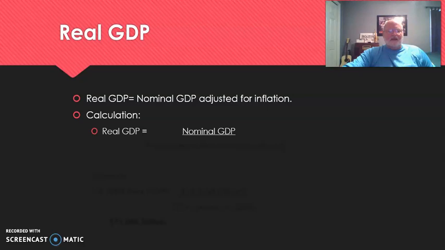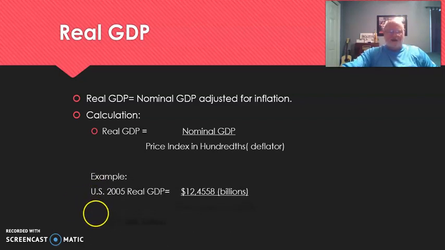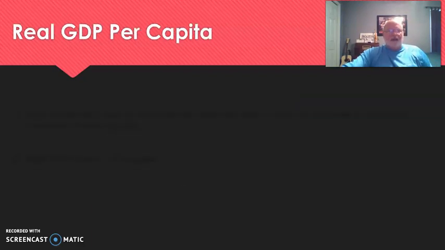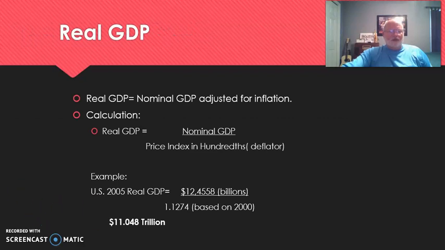Okay, how do you calculate this? Real GDP equals nominal GDP divided by the price index in hundredths, which is the deflator. And I'm going to explain this tomorrow. For right now, just copy down the formula. And here's an example right here. So you can just copy all this stuff down. You can pause the film here and copy this down. And again, if you don't understand it, this is going to be the purpose of my videos tomorrow, to show you how to calculate this and to give you some problems to work through. And at this point, we are going to stop this first video.